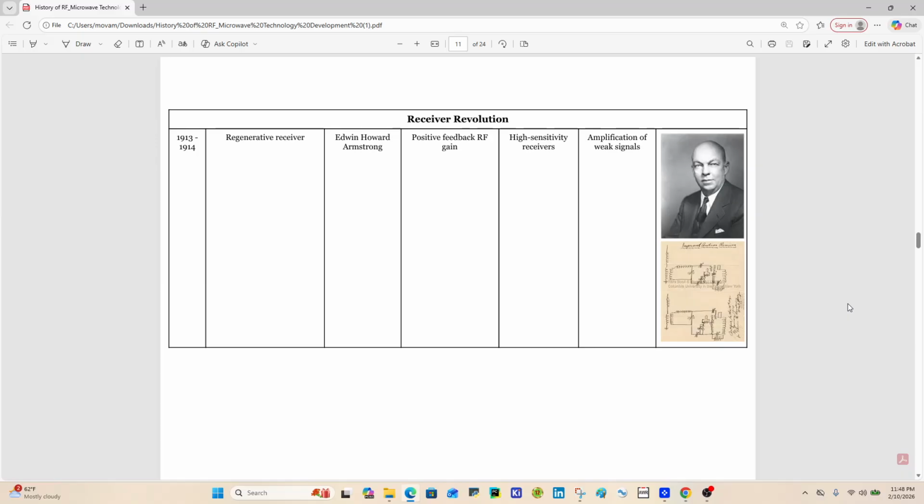Now we have one of the giants of radio, which is Edwin Armstrong. In 1913, he invented the regenerative receiver, where he used positive feedback to increase gain and selectivity significantly. He used a triode and used part of the output to the input to be in phase with the RF, and he was able to use that feedback to eliminate the need for multiple tube stages to achieve gain, and he was able to really amplify weak and noisy signals.